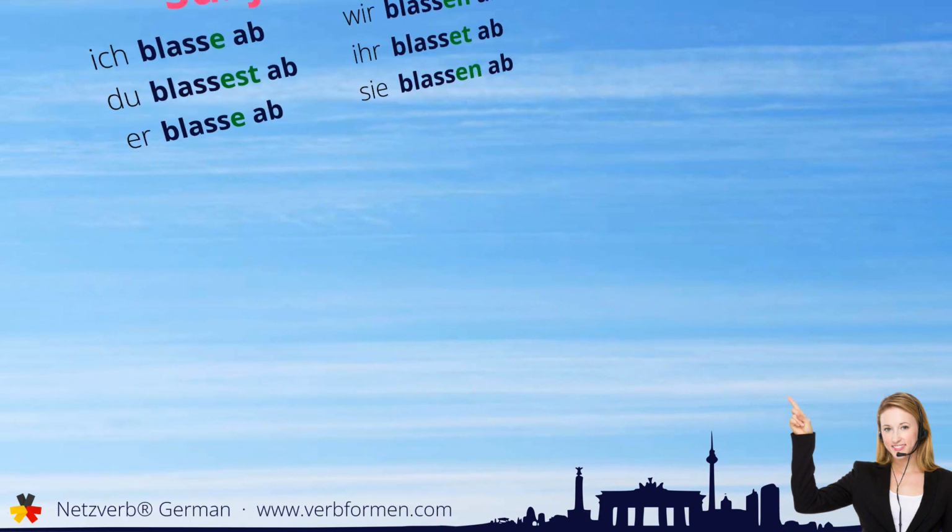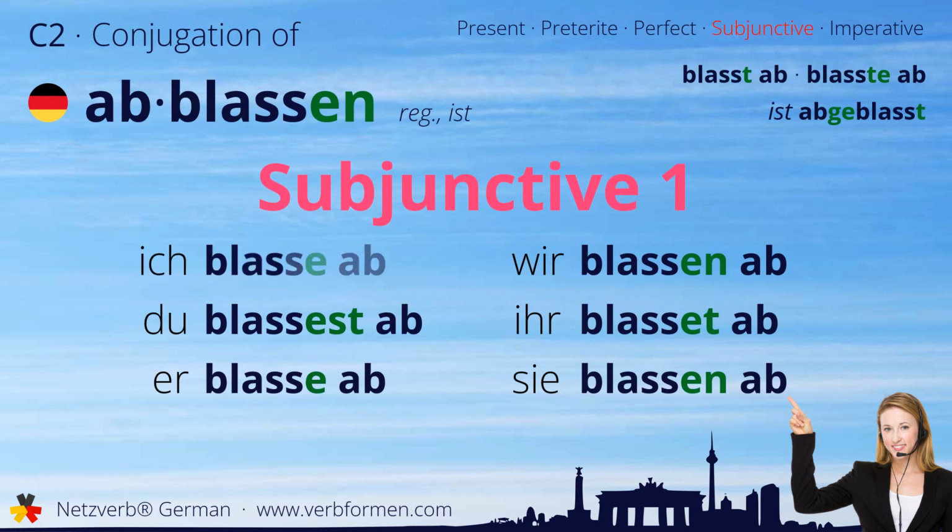Next up is the subjunctive one. Ich blasse ab. Du blassest ab. Er blasse ab. Wir blassen ab. Ihr blasset ab. Sie blassen ab.